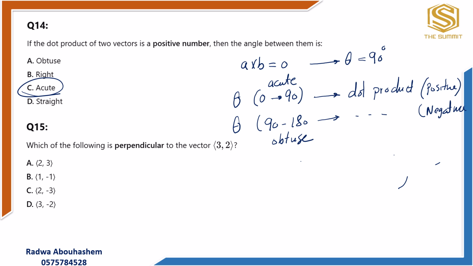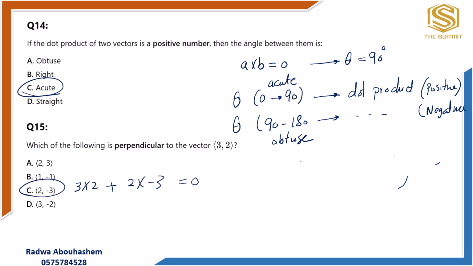Now, which of the following is perpendicular to the vector 3 and 2? We agreed A dot B equals 0 if they are perpendicular vectors. So which one of these, if I get the dot product, gives me 0? Let's try the first one. 2 times 3, 6. 6 plus 6 gives me 12. So this is not correct. Let's try choice B. It's 3 times 1, 3. 3 plus negative 2 wouldn't give me 0. Let's try choice C. So 3 times 2 plus 2 times negative 3.